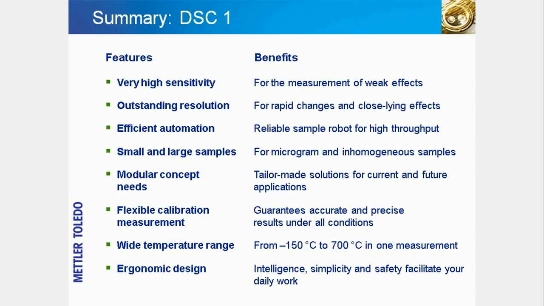This slide summarizes the features and benefits of the DSC-1. The Mettler Toledo DSC-1 instrument measures heat flow very reliably with optimum resolution and sensitivity, so that even the weakest effects can be measured. For high-throughput applications, a sample robot allows easy automation of entire sample series, and even different types of crucibles can be measured with individual temperature programs.